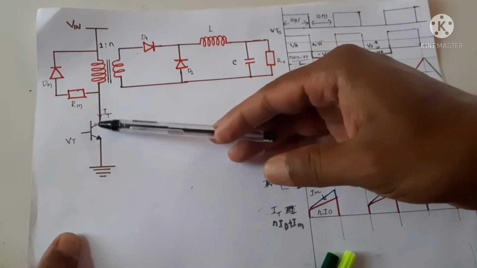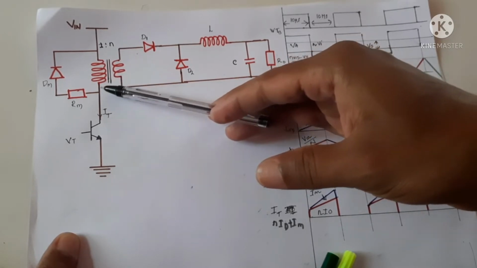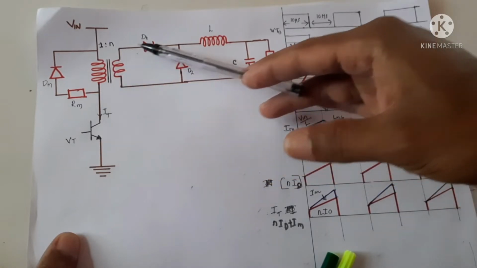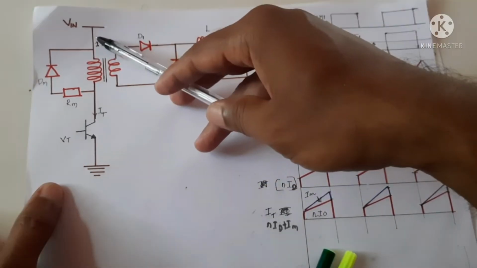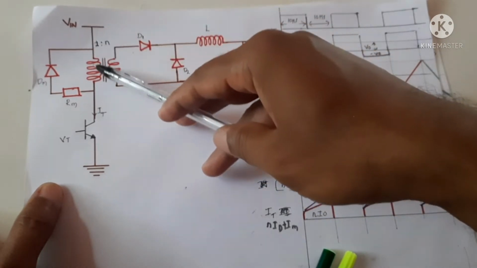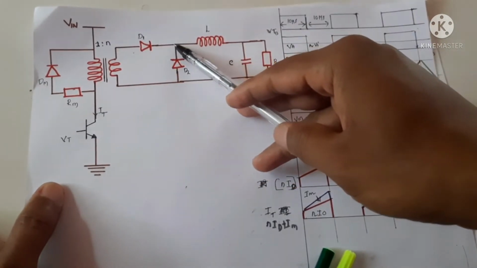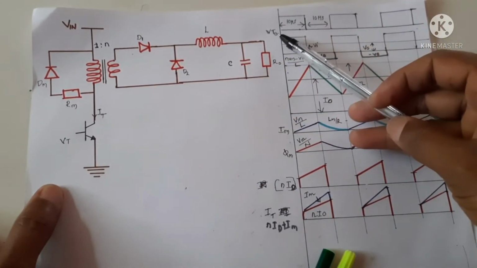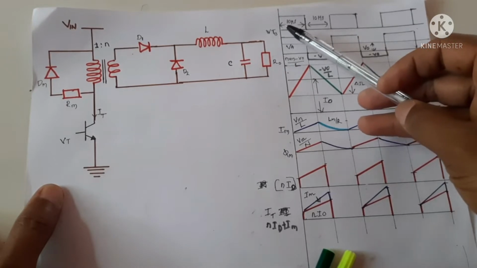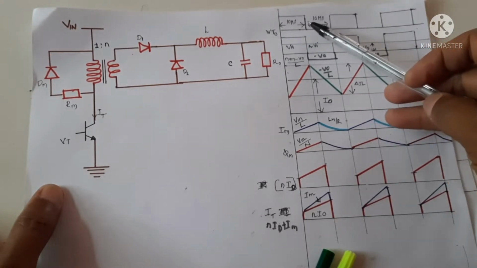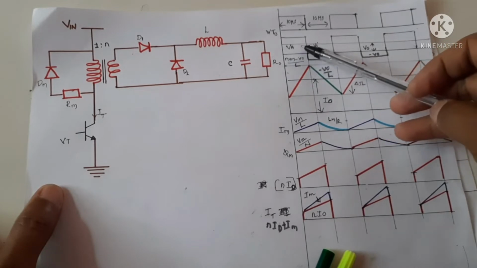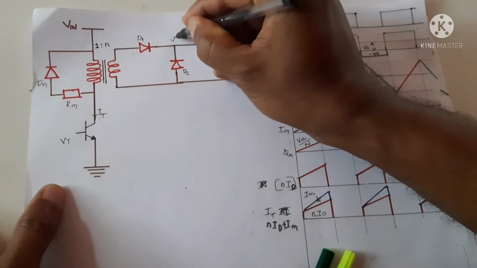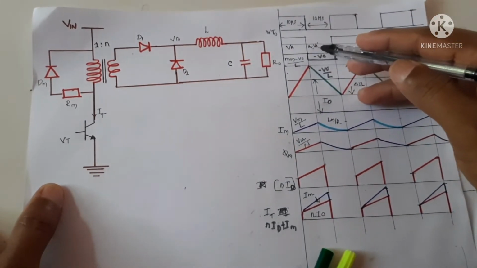When a current is passing through it, this flux is generated. So this is called magnetizing current. This current is needed to produce a voltage at the output. We said that the voltage at this point is Vin, and N times Vin is the voltage at this point. So if you turn on this transistor, this is the transistor on time. If you turn on the transistor for, say, 10 microseconds, during that time, if we take this point as Va, the voltage at this point is N times Vin.